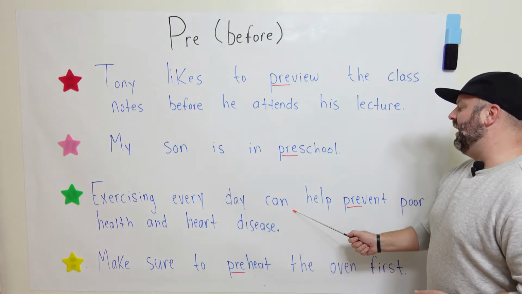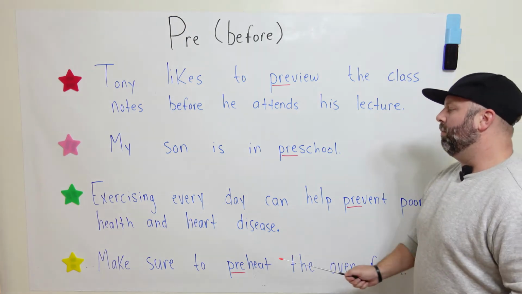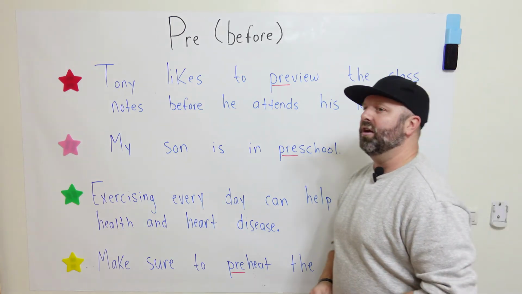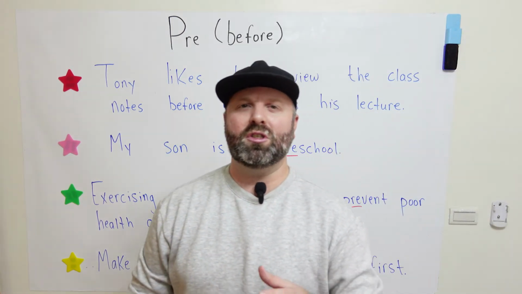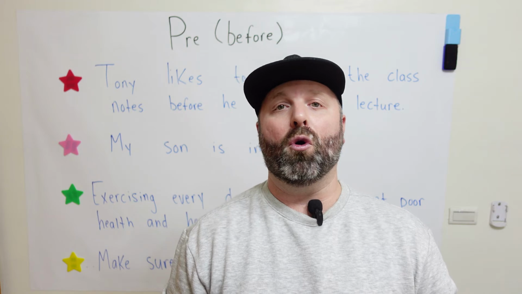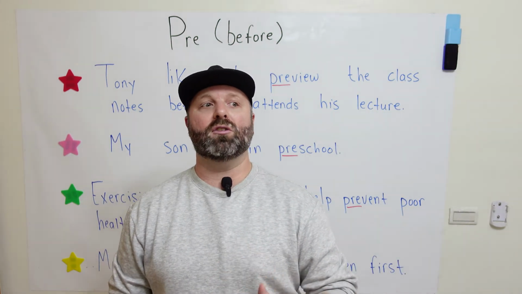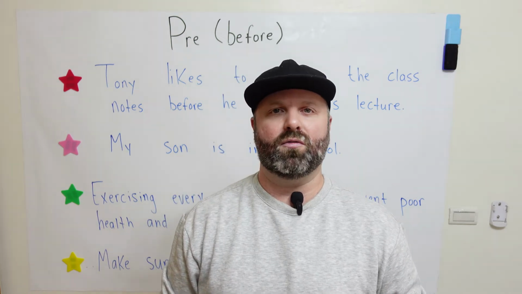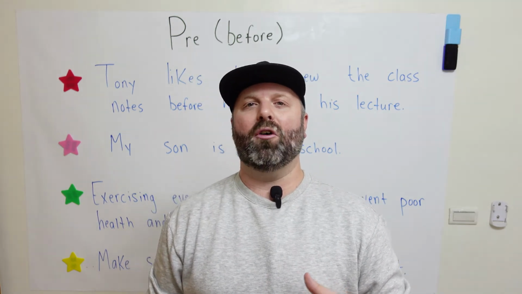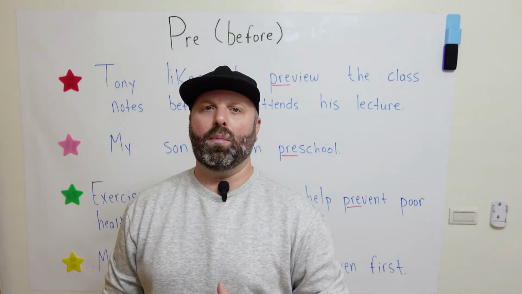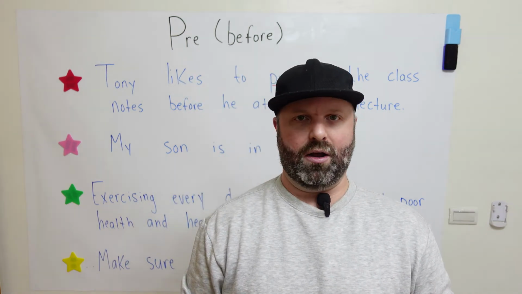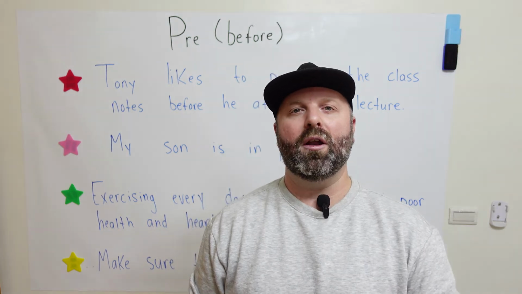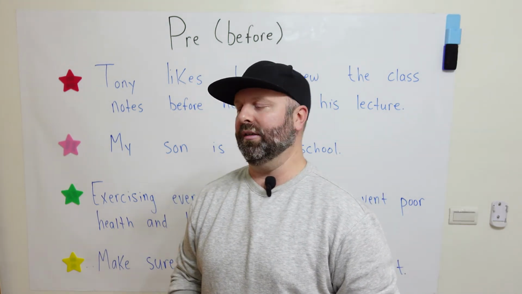Exercising every day can help prevent poor health and heart disease. Prevent means to stop something before it happens. So exercising, eating healthy, drinking lots of water, getting lots of rest, all of those healthy habits can help people prevent poor health or heart disease later in life, to stop it before it happens.